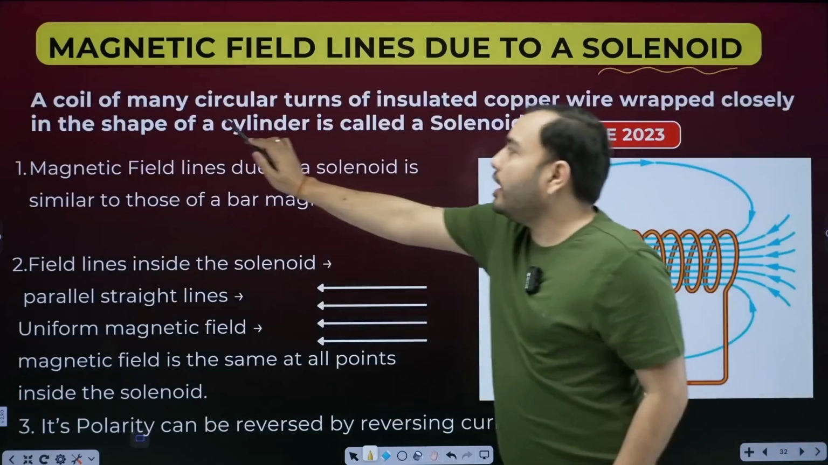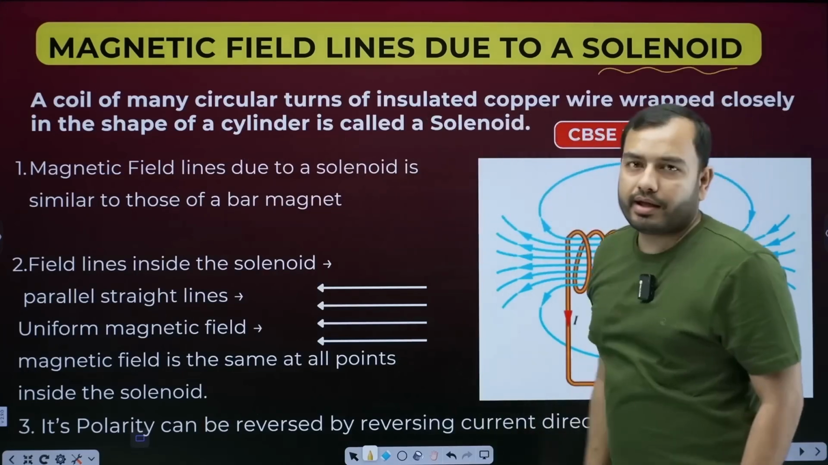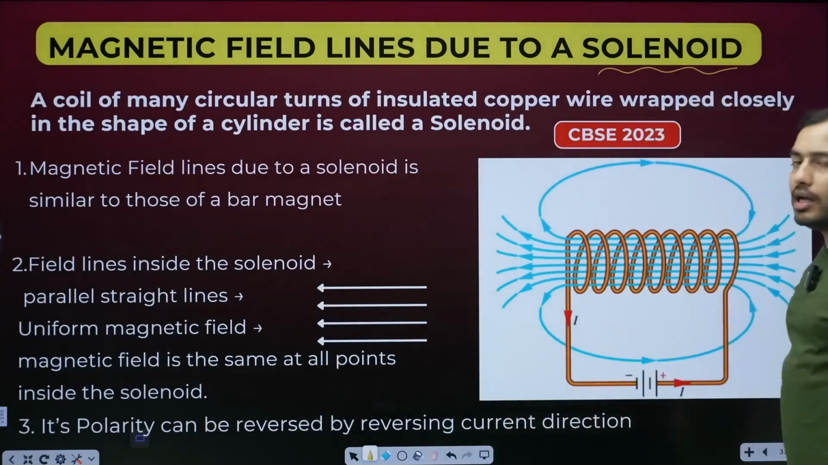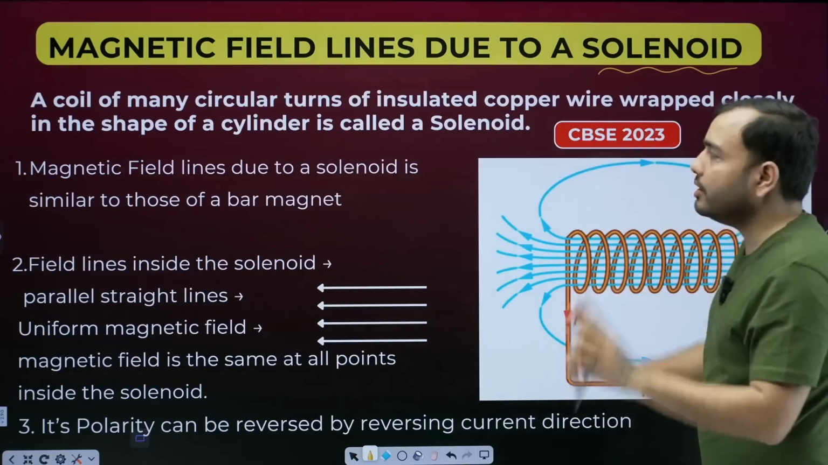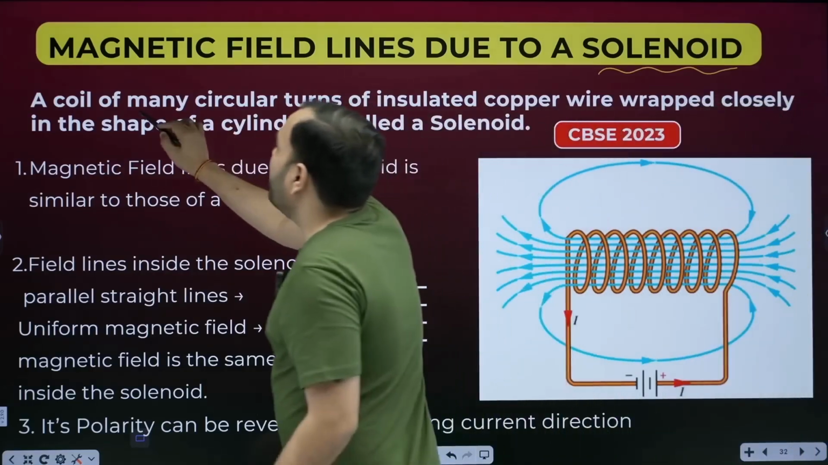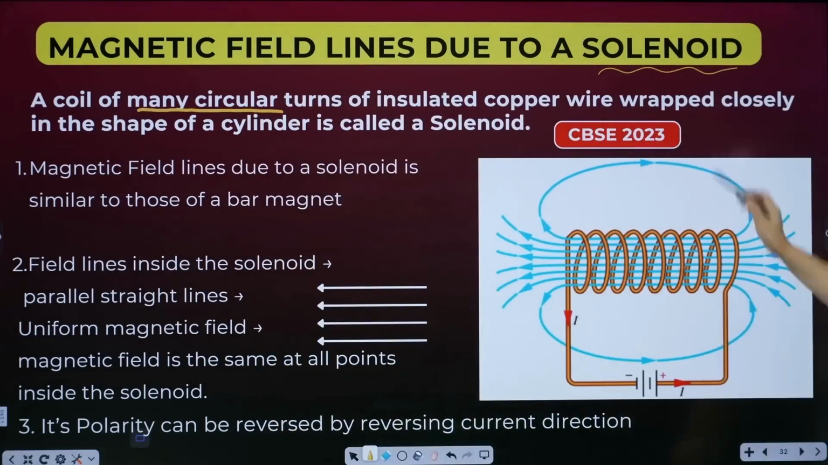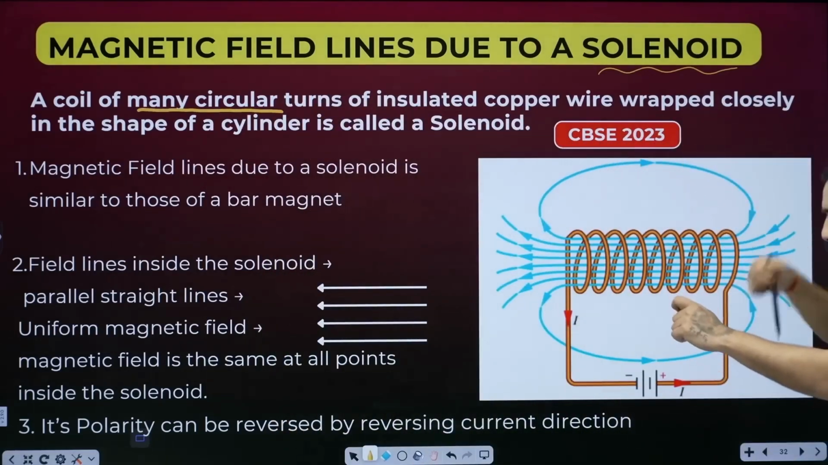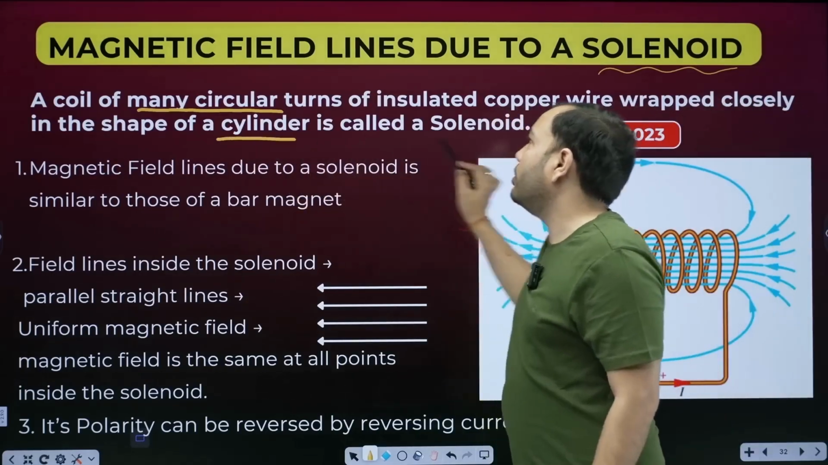The same thing is written. A coil of many circular turns of insulated copper wire. The wire that we use, how was it? Of copper. You can take any conducting wire. Insulated means there is a plastic layer on it. Now, a coil of many circular turns. In this, there are a lot of circular turns, wrapped closely. You have to wrap it very close, in the shape of a cylinder. This is called a solenoid.